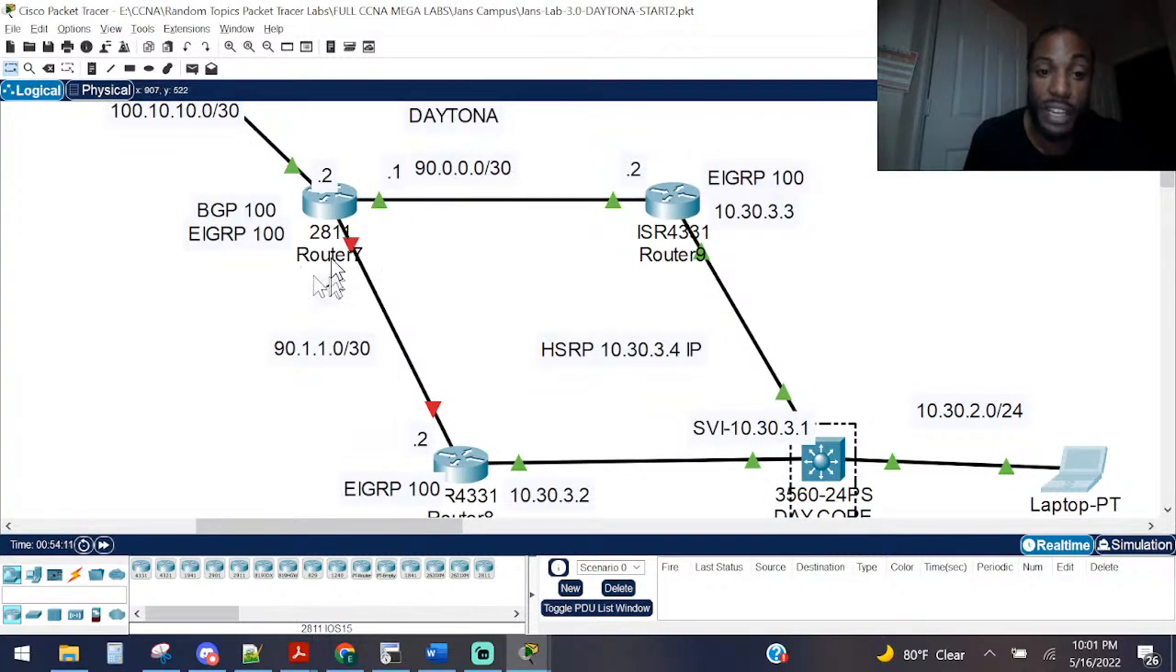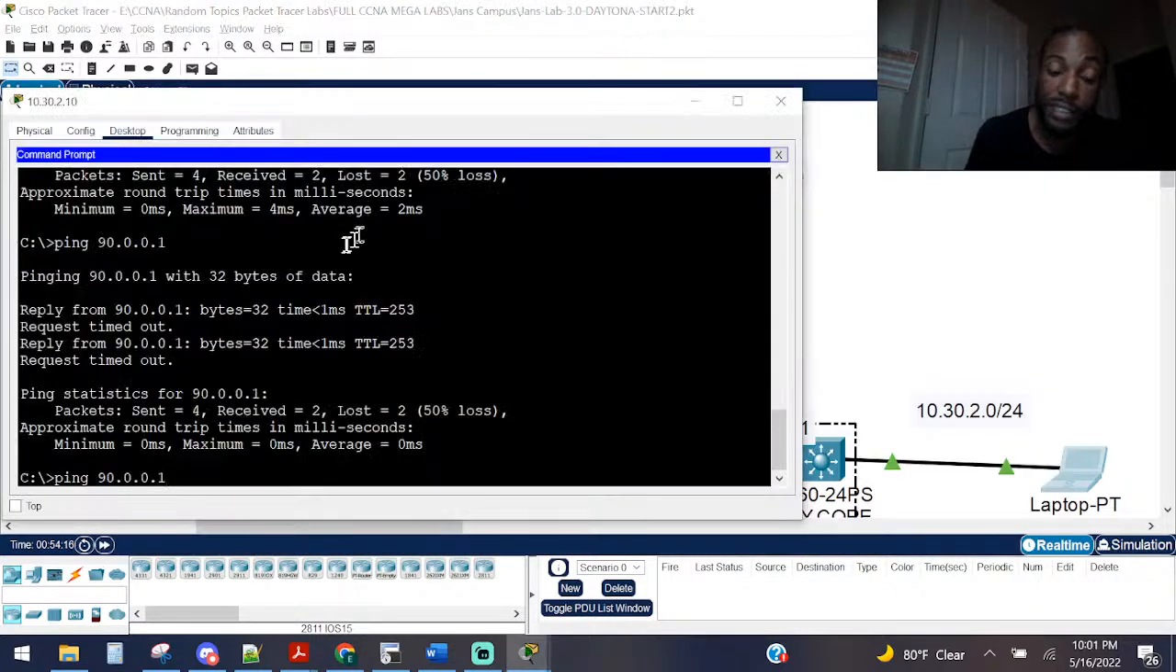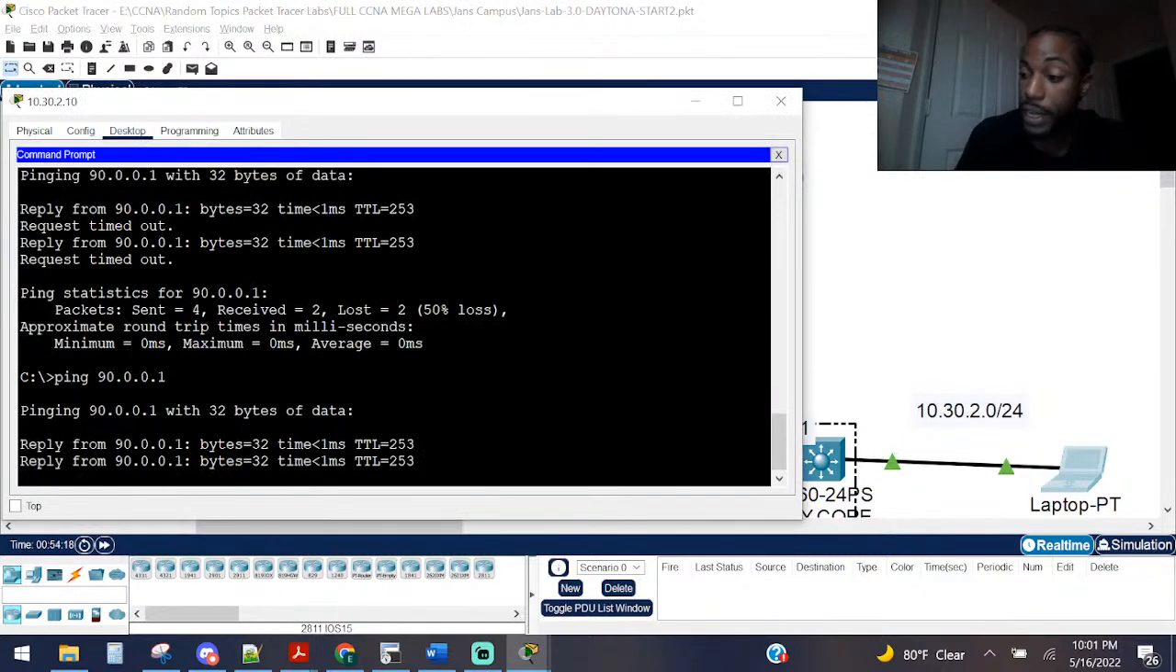90.0.0.1, right? We can't ping this, right? Because the one is down. So we can't ping this. We have to ping that one right there, the green one, 90.0.0.1. And we got a reply.